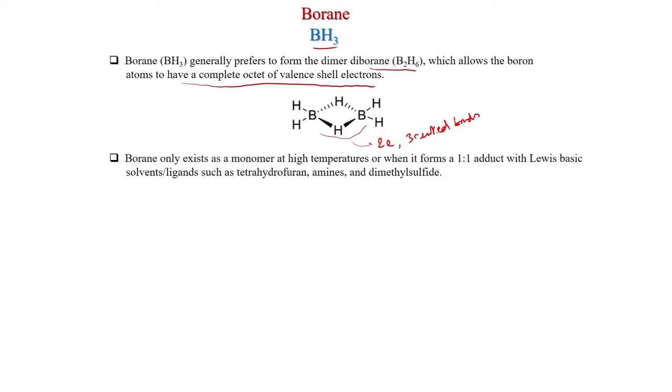Borane only exists as a monomer at high temperature, or when it forms a 1:1 adduct with Lewis basic solvents, ligands such as tetrahydrofuran, amines and dimethyl sulfide. In that case, BH3 makes adduct with Lewis base, because BH3 is a Lewis acid.